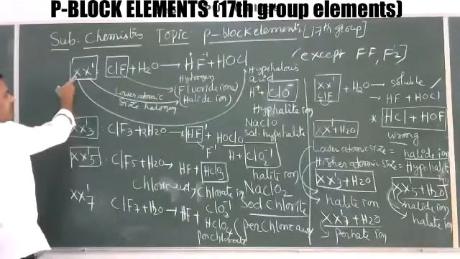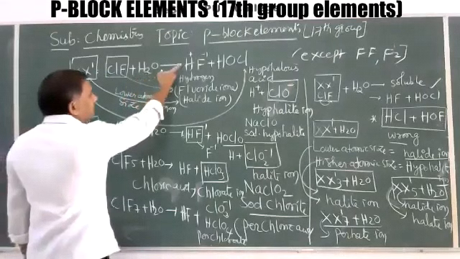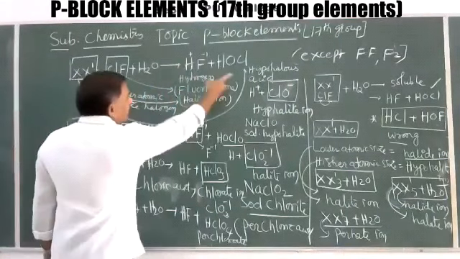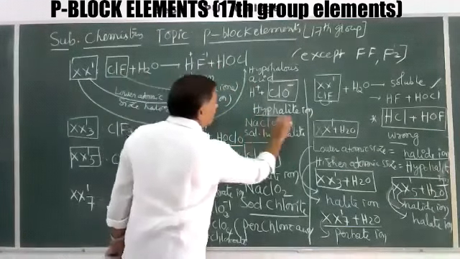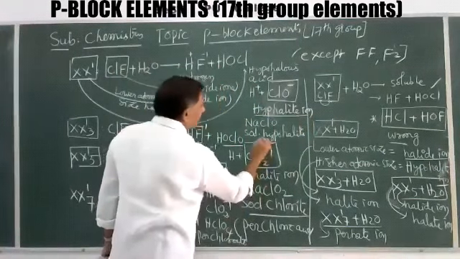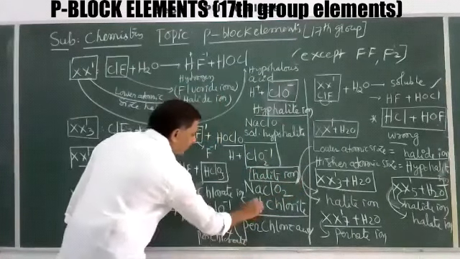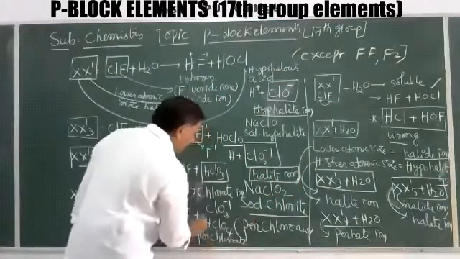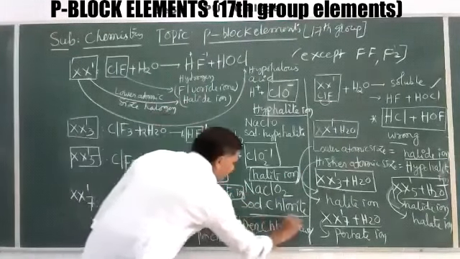When X dash is reacted with water, it gives the corresponding halide ion and hypohalous acid. From that, we will get the corresponding hypohalites. Second one is halite ion. Your third one is halate ion. Fourth one is perchlorate.